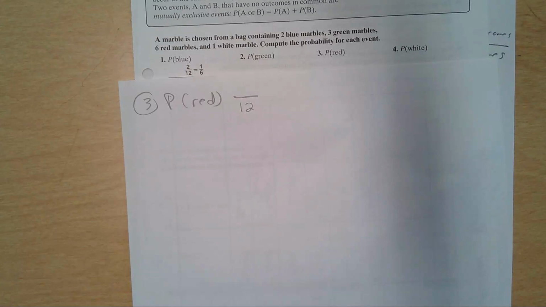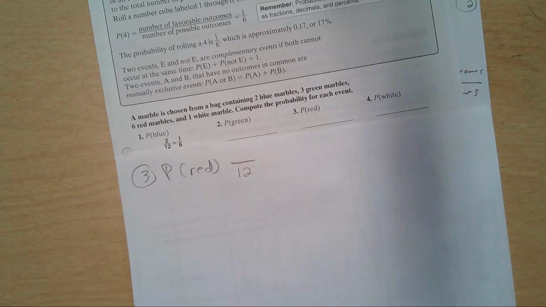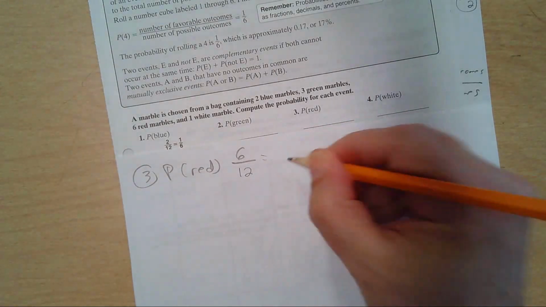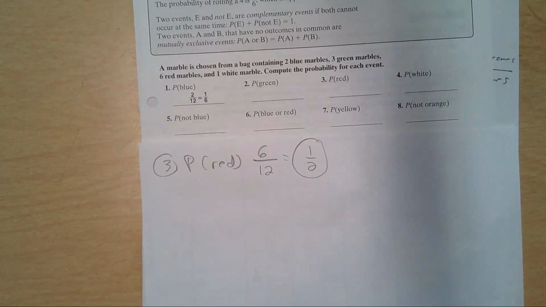So the question in this case says probability of getting a red. How many red marbles are there, Colin? 6. There are 6. And then simplify it. I get 6/12. And then, right, I would simplify that too. 1/2. And there's the probability of getting the red marble.